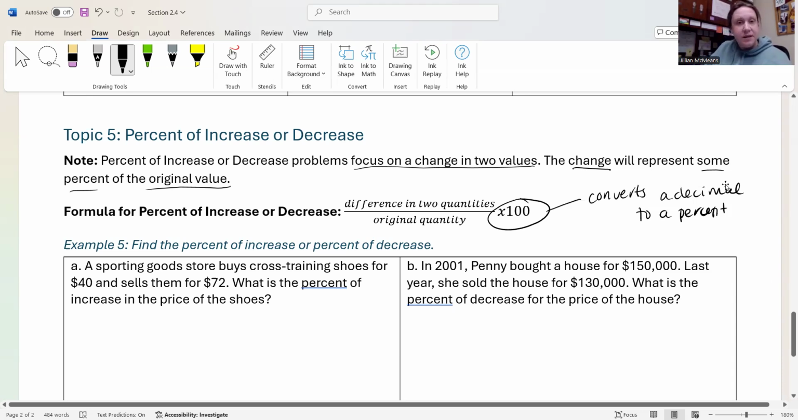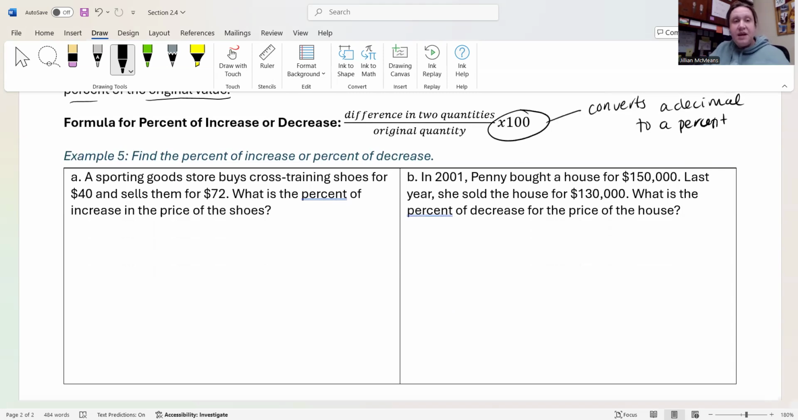So let's practice this. Example 5 says, find the percent of increase or percent of decrease. For part A, a sporting goods store buys cross-training shoes for $40 and sells them for $72. They buy them at only $40, but then they mark them up so they can make a profit, and end up selling them for $72. What we want to know is, what is that markup? What is the percent of increase in these two prices?